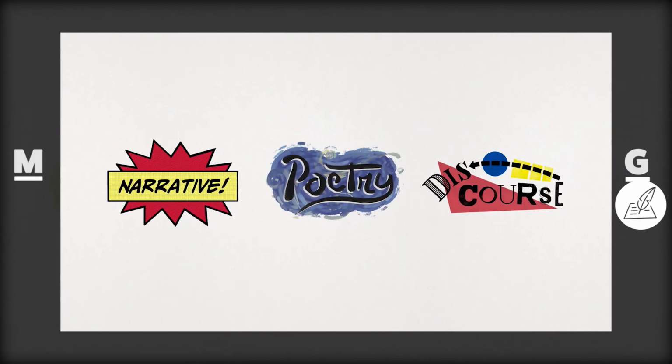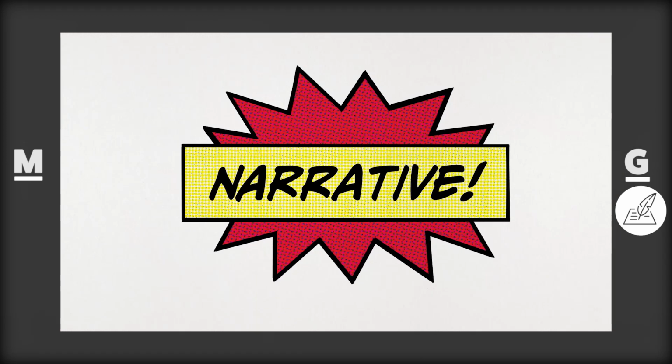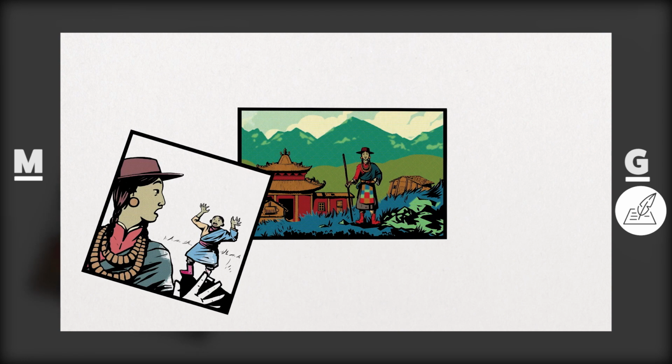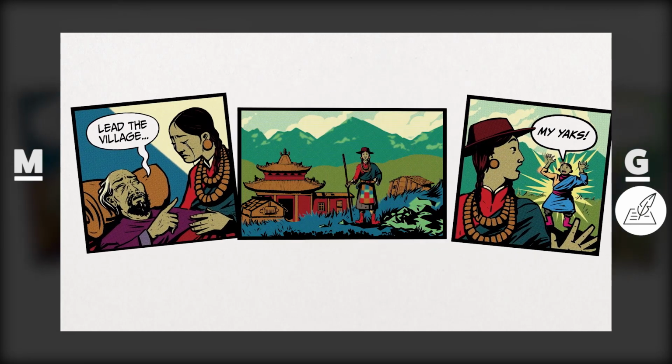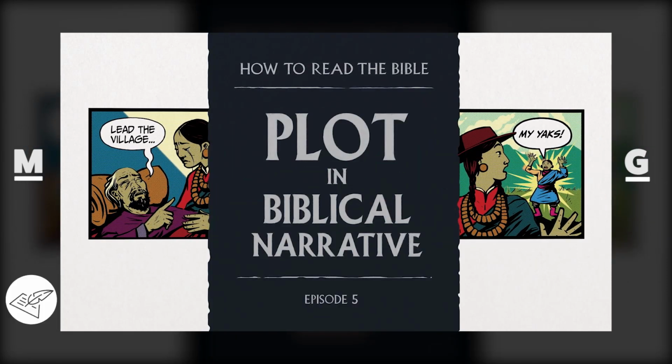We're learning how to read different types of literature in the Bible. And we're gonna start by talking about biblical narrative. So narratives, in their most basic form, have characters in a setting going through a series of events. And how those events are selected and then arranged by an author, that's called the plot.